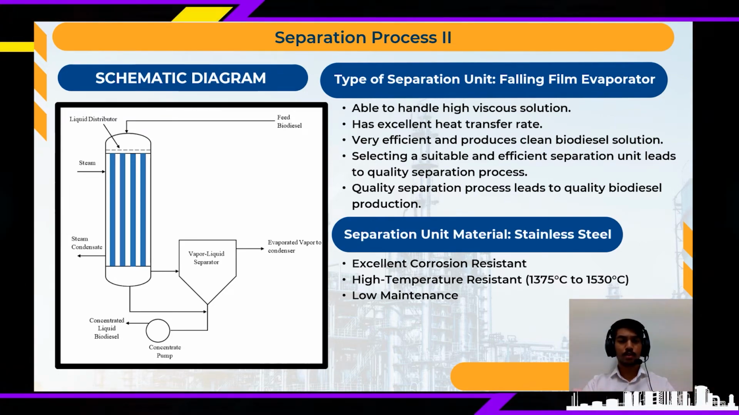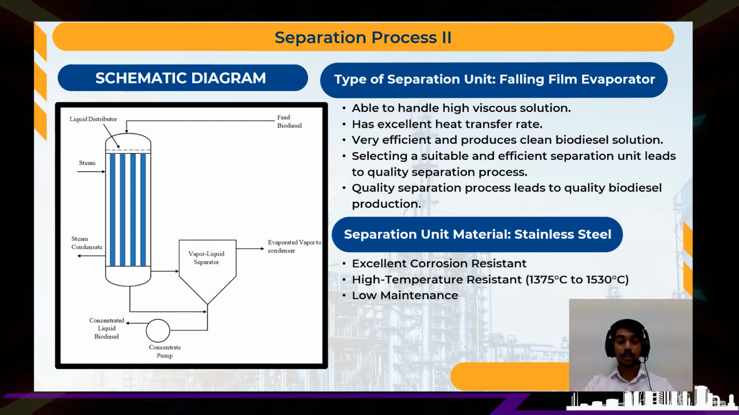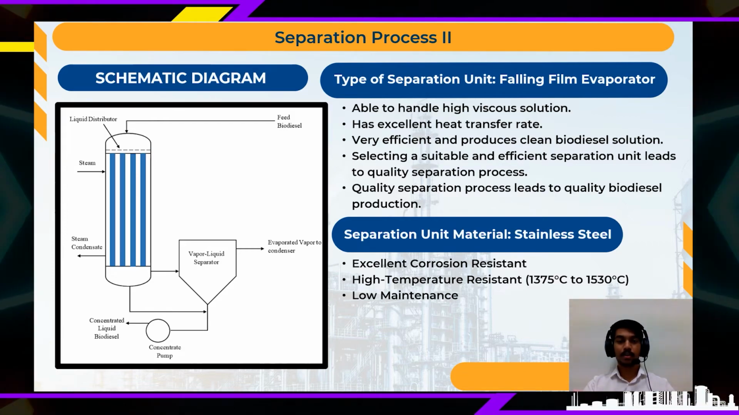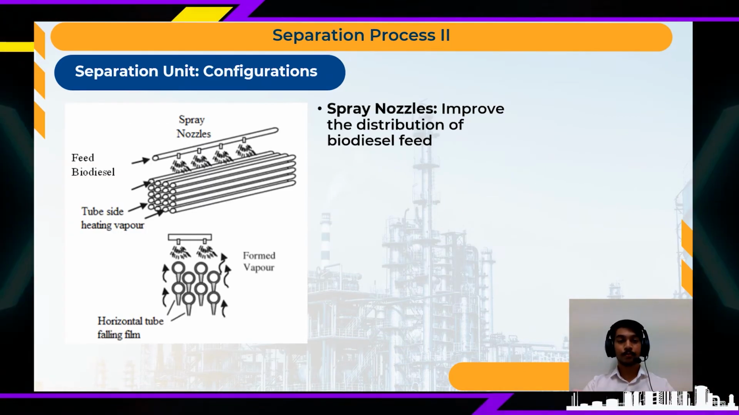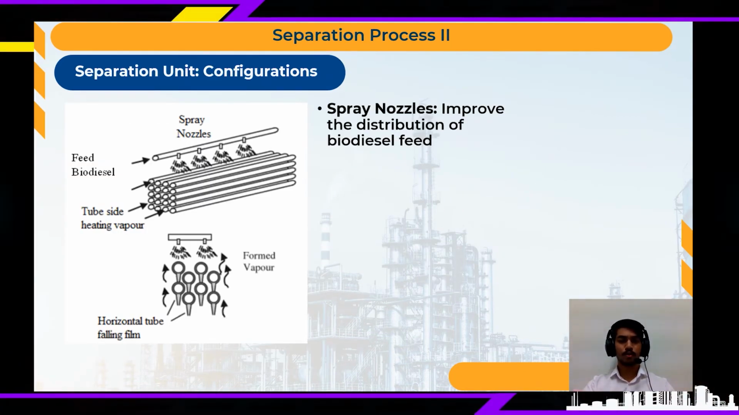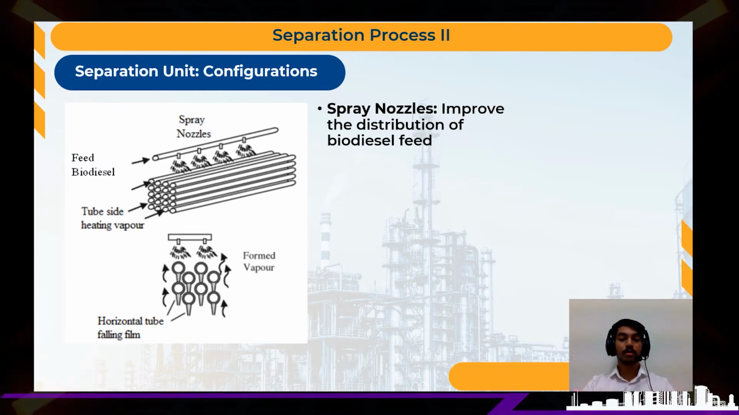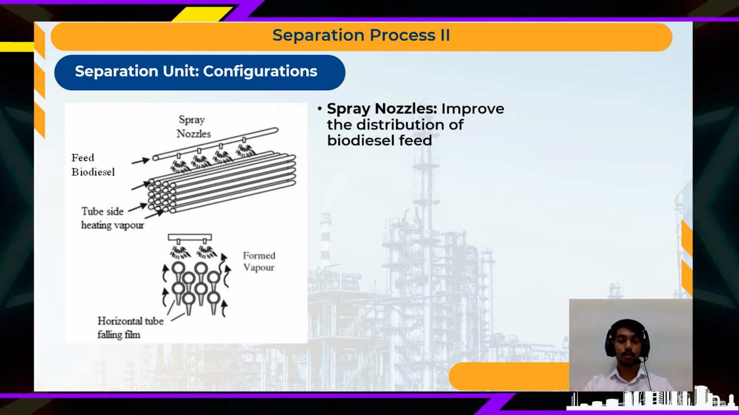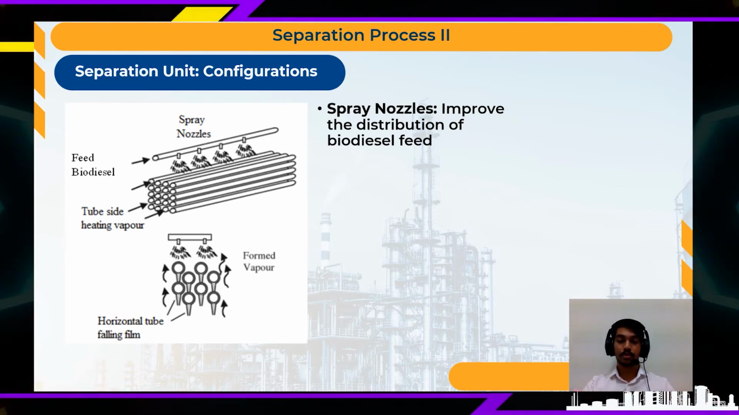Moving on to the material used for this separation unit, it is stainless steel, because it has excellent corrosion resistance, high temperature resistance and low maintenance. One of the important configurations is the spray nozzle, which is equipment that improves the distribution of biodiesel feed at the top of a vertical heat exchanger.